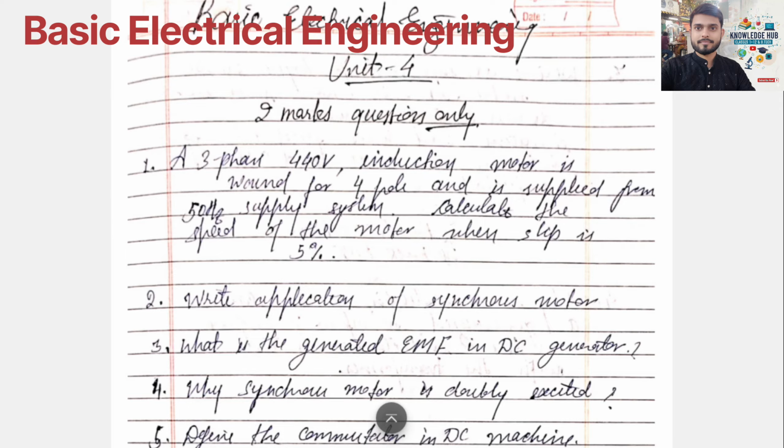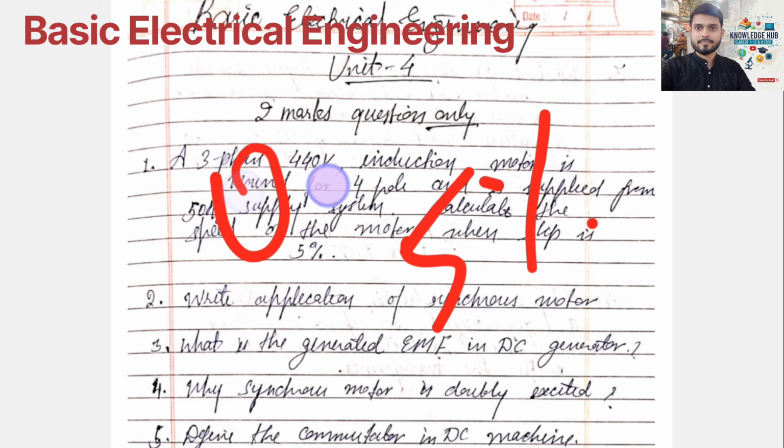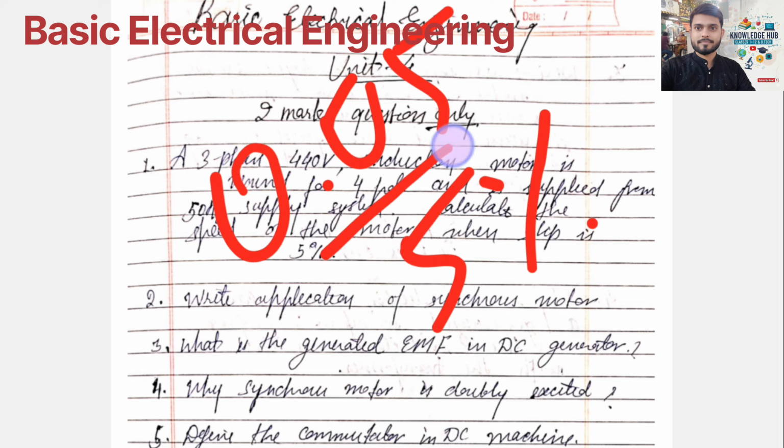Now we will proceed to Unit 4, 2 marks questions. A three-phase 440 volt induction motor is wound for 4 poles and is supplied from a 50 Hz supply. Calculate the speed of the motor when slip is 5%, which means 0.05.